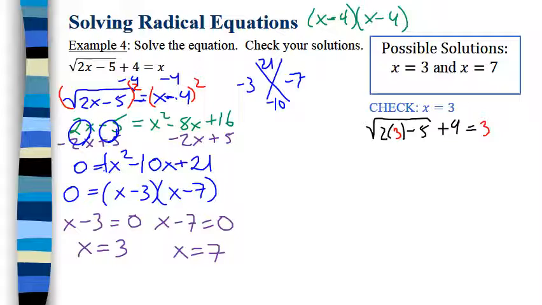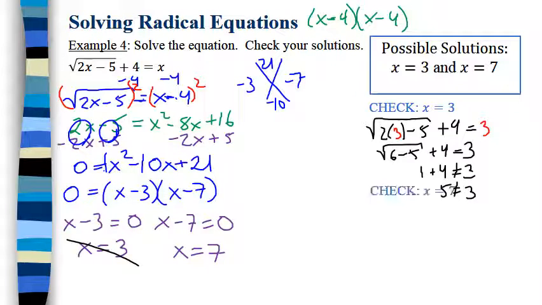Okay, so now we have 6 minus 5. So 6 minus 5 plus 4 should equal 3. Well, that's going to be just 1. So 1 plus 4, but that doesn't equal 3. So 5 does not equal 3. So that means that x equals 3 is not going to work out for us.